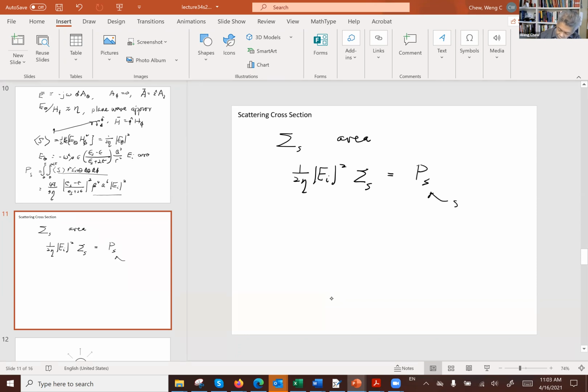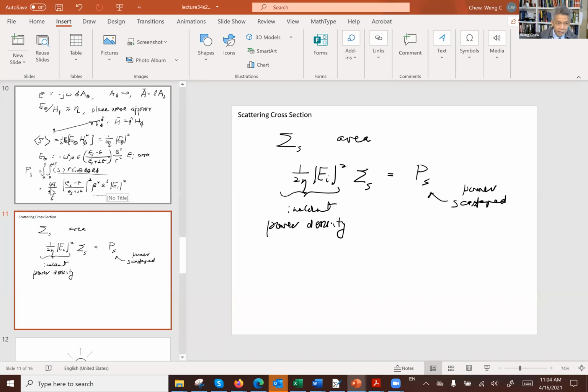So this is the power scattered. This is incident power. To be more precise, this should be incident power density, which has the dimension of watts per meter square, multiplied by the scattering cross-section, gives you the power scattered. And then you can actually define the scattering cross-section for this thing, and it is done in the lecture note. I won't give you the formula for the scattering cross-section. You can derive it quite easily.